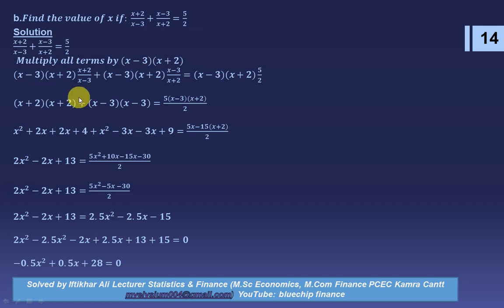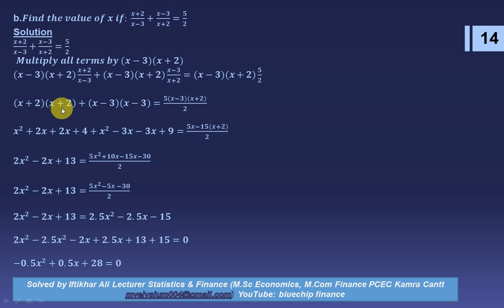Now what is the remaining? x minus 3 cancels with x minus 3, x plus 2 cancels with x plus 2, so the remaining will be (x plus 2) multiplied by (x plus 2) plus (x minus 3) multiplied by (x minus 3), and this whole expression will be multiplied with 5, as you are seeing here. 5 multiplied by (x minus 3) multiplied by (x plus 2) divided by 2. Now just solve this equation.